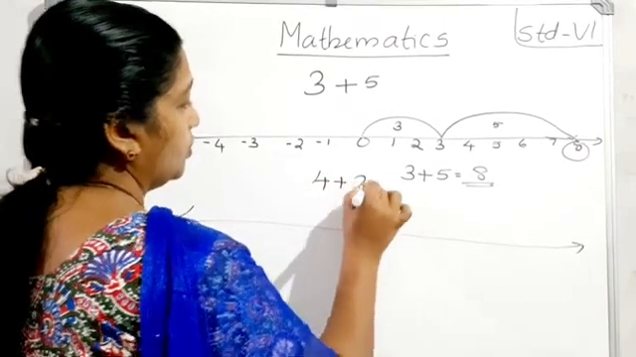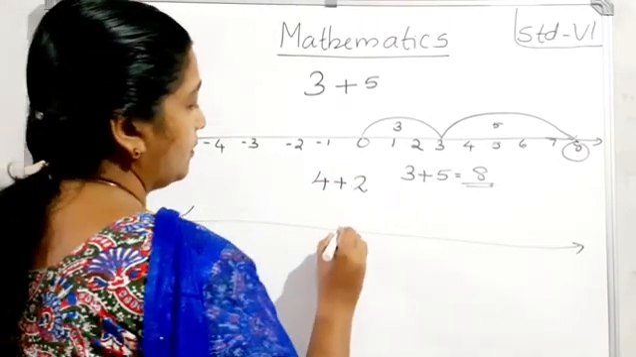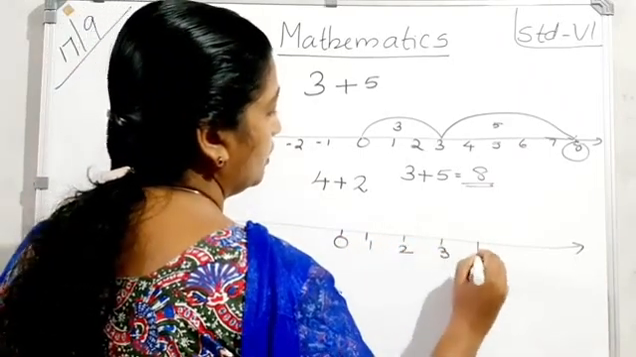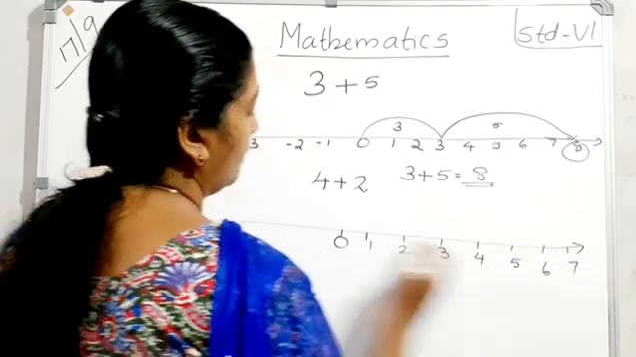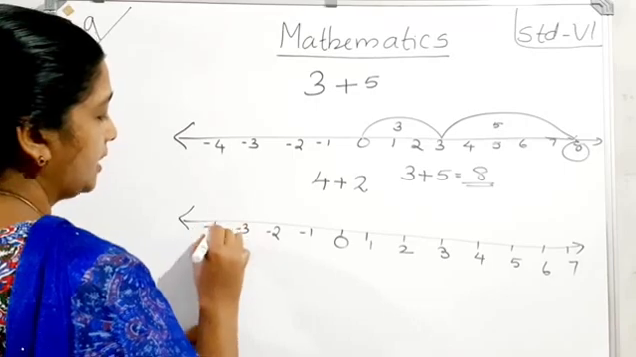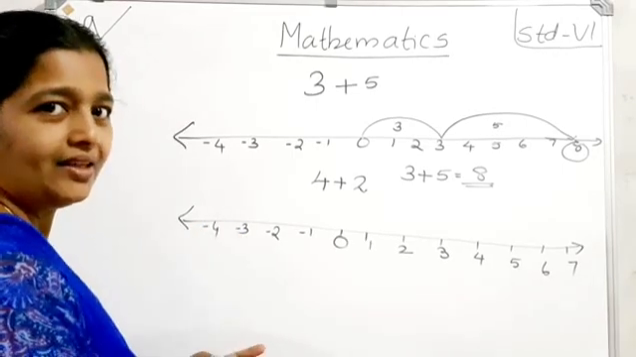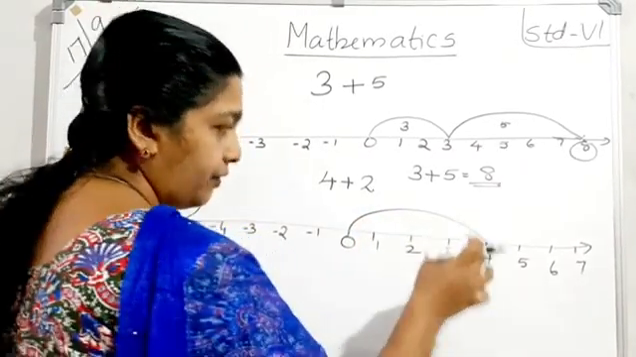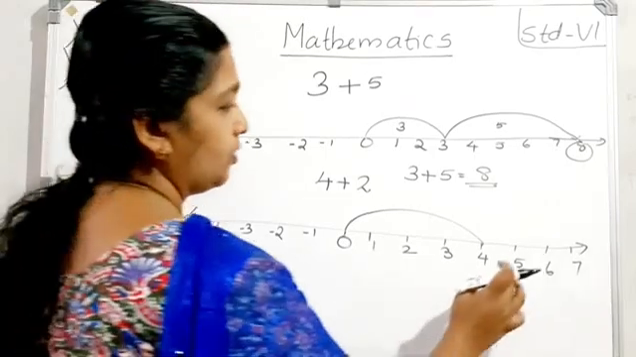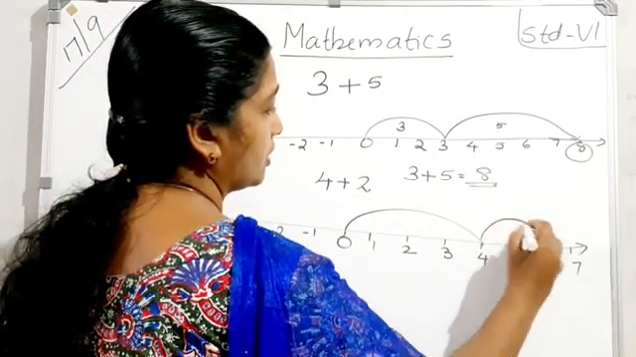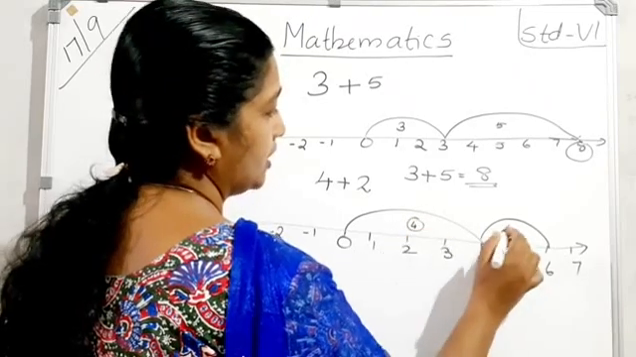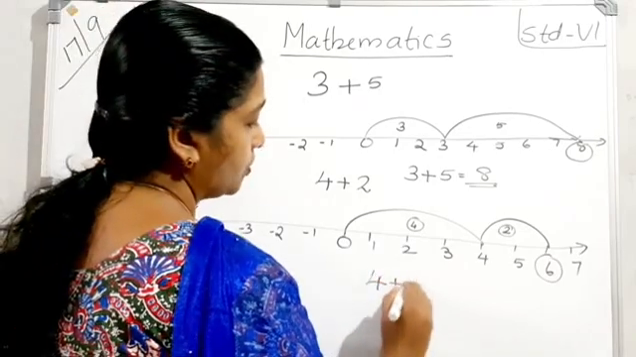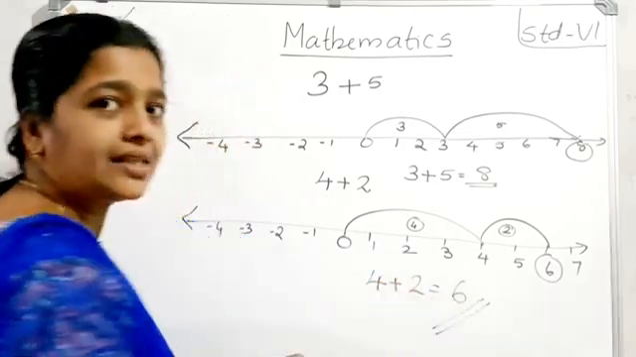4 plus 2. So first we want to draw the number line: 1, 2, 3, 4, 5, 6, 7, minus 1, minus 2, minus 3, etc. 4 plus 2. From 0 to 4, 4 divisions: 1, 2, 3, 4. Then from there how many divisions? 2 divisions. So here 4 divisions, then here 2 divisions. The last number here we got is 6. So 4 plus 2 equal 6. All of you understand? Yes.